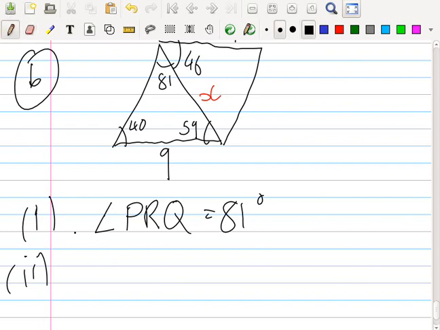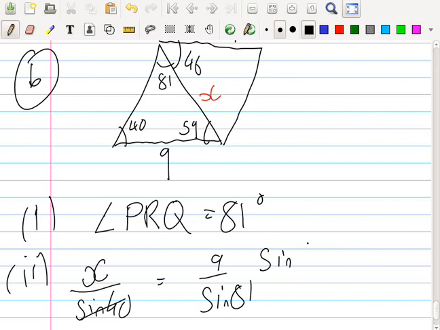Degree now, yes. No talking. X over sine 40 equals 9 over sine 81. So then just bring the sine 40 up here.